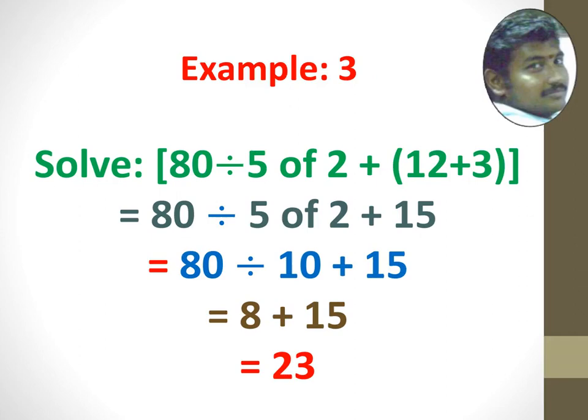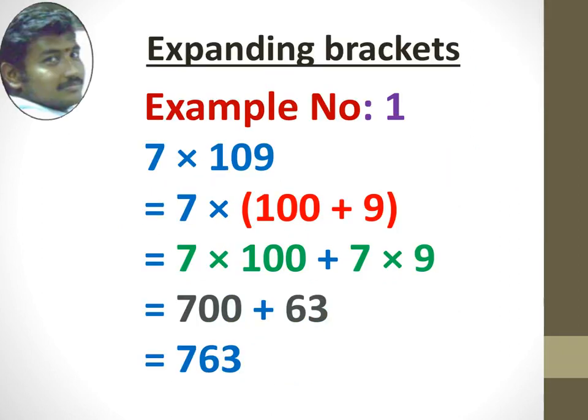The same way here: 80 divided by 5 of 2 plus (12 plus 3). First, inside the bracket you solve. 12 plus 3 is 15. Then of: 5 into 2. Of means into. 5 into 2 is 10. Then 80 divided by 10 is 8. 8 plus 15, 23. Hope you understand how we are proceeding.